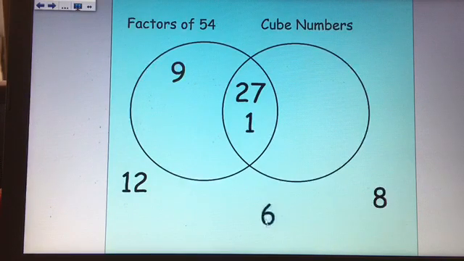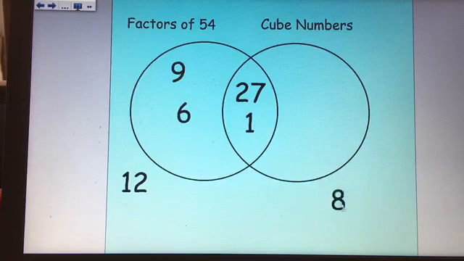Number 6. Is it a factor of 54? Yep, 54 is in the 6 times table. Is it a cube number? No, it is not, so it'll go right over here. And 8. Is 8 a cube number? Yes, it is. 2 times 2 times 2 makes 8. Does it go into 54? No, it does not, so 8 will go over here.